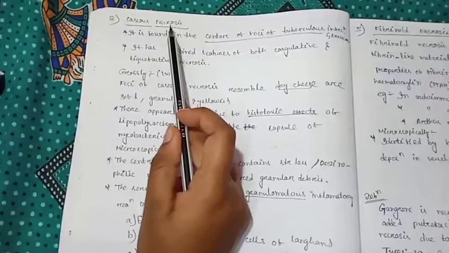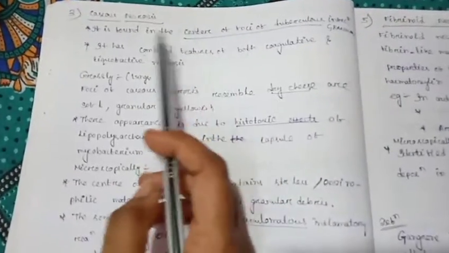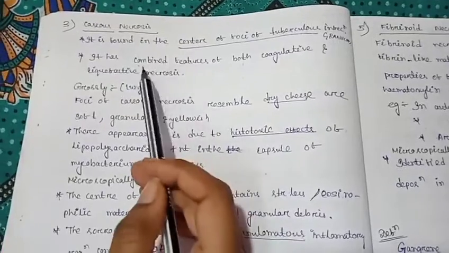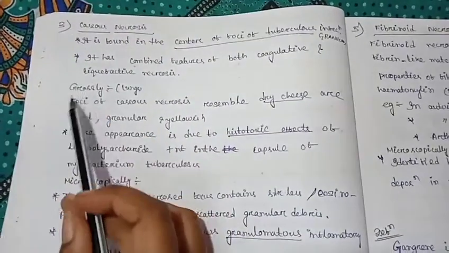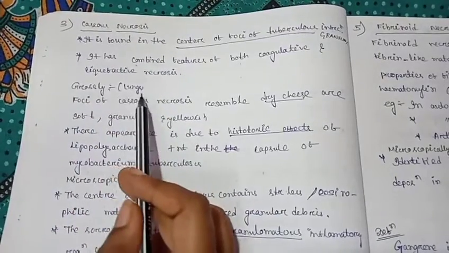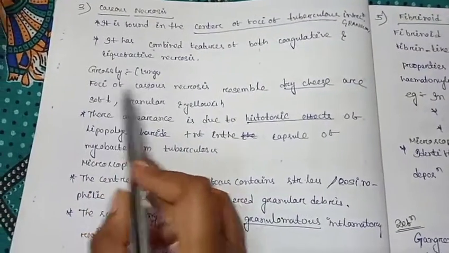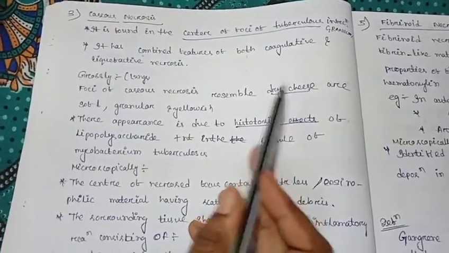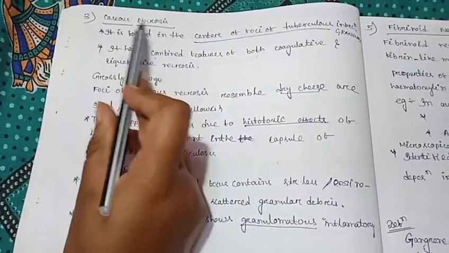So in caseous necrosis, when you look at the histology slide, you see both coagulative and liquefactive necrosis. Which organ is affected in this necrosis? That is our lungs. The foci of caseous necrosis resemble dry cheese. So that is the name. That's why it is known as caseous necrosis.